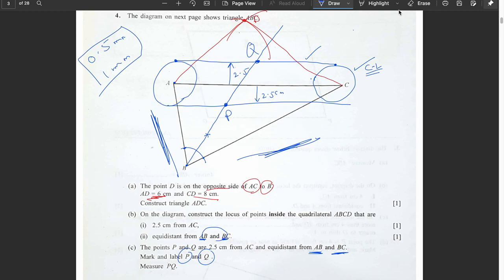In the exam, the examiner may ask you to write down the distance PQ. So you will use your scale and measure distance PQ. It should be within this range, and it is easy when you draw it on paper using pencil and compass.